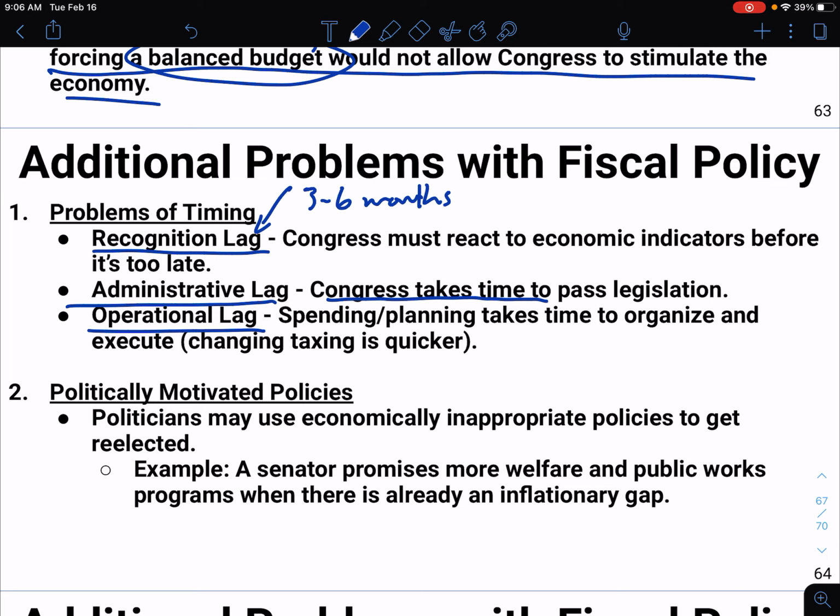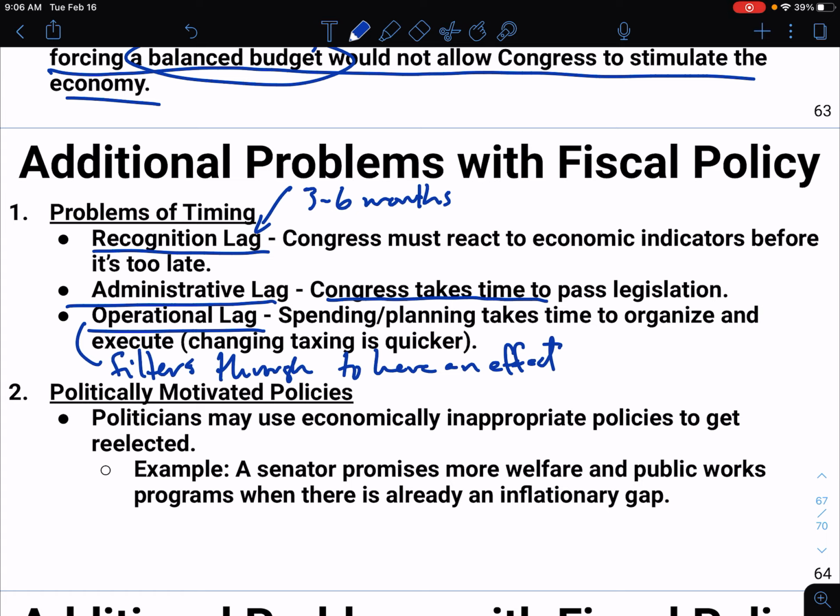And then finally, operational lag. And this is just whatever happens then needs to filter through the economy. It doesn't immediately happen. It filters through to have an effect, right? Just because the government sends out those checks doesn't mean that the economy immediately picks up. We have to do stuff.